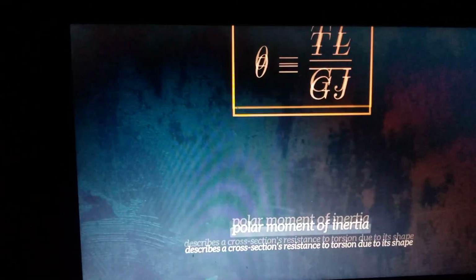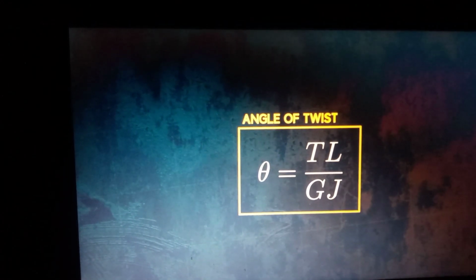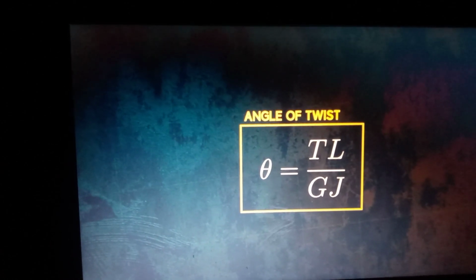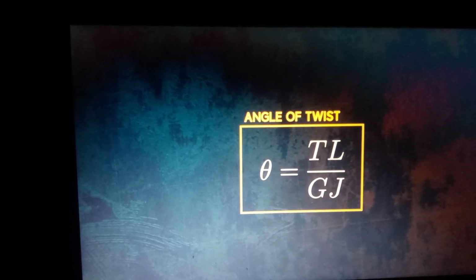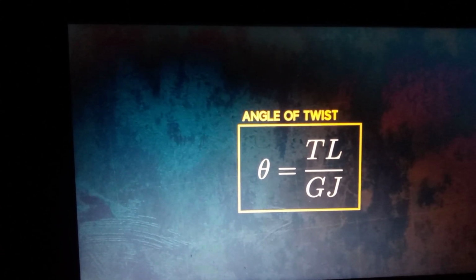One neat thing about the equation for the angle of twist is that it gives us a way to determine a material's shear modulus, G, experimentally. If we apply a known torque to a bar of known length and cross-section and measure the resulting angle of twist, we can use that information to calculate the material's shear modulus, G.